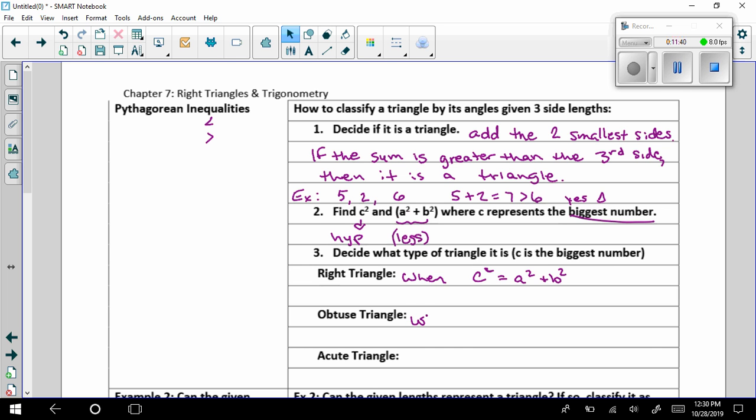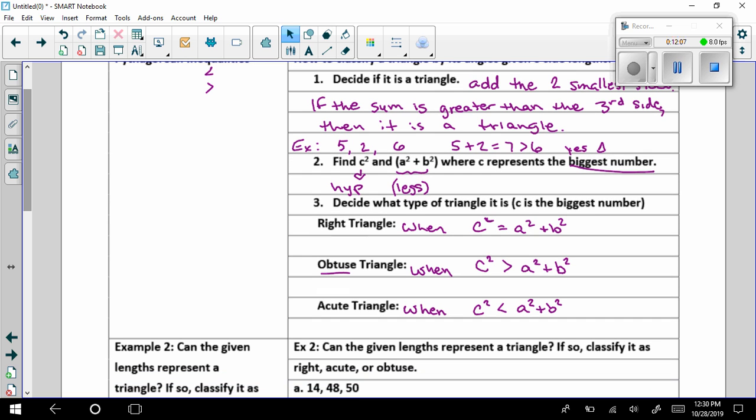But if c squared is greater than a squared plus b squared, it is obtuse. And you think about obtuse being greater than 90, so that would make sense. And then the opposite of that, if c squared is less than a squared plus b squared, it is an acute triangle, meaning that your angles would all be less than 90. So less than 90, its definition of acute, c squared should be less than. Okay.